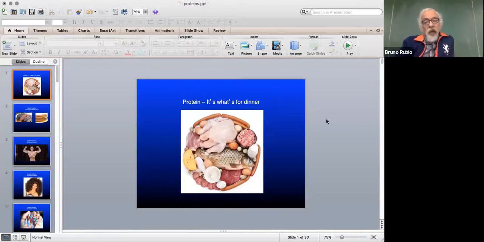So for a lot of us who might be interested in food and food chemistry and biochemistry and metabolism, protein is what's for dinner, right? And so I see a lot of meat here, but also tofu if you're vegan or vegetarian, eggs, and so on and so forth. That has protein in it. But protein is so much more than something that you eat.